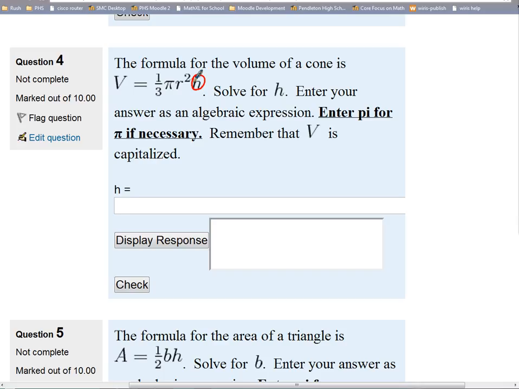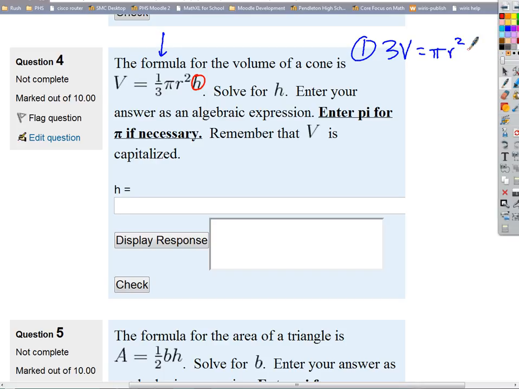So we're going to leave it there, but what are the things I've got to do to get that h by itself? Okay, for one thing, if I want to get rid of this 1/3, I have to multiply both sides by 3, right? So if I multiply both sides by 3 for step 1, what am I going to get on the left side? 3v. On the right side, I will have gotten rid of the 1/3, so I'll have pi r squared h. Okay? Now what?